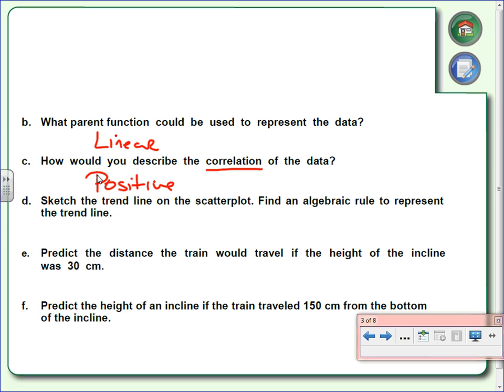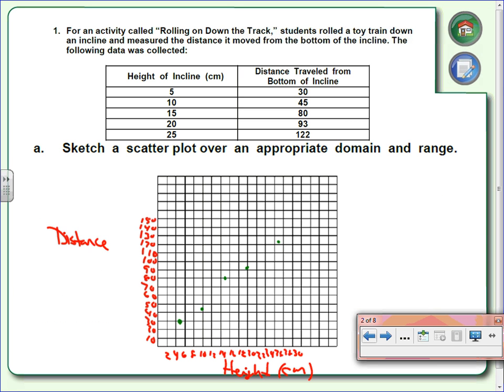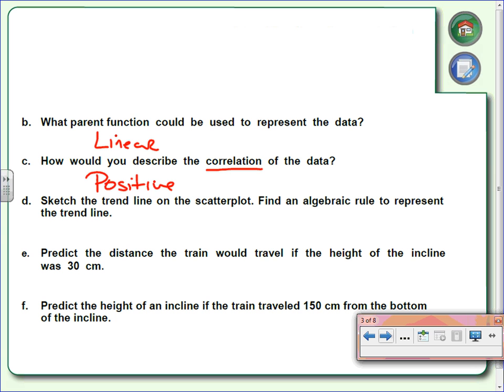All right, next one, D. They want us to sketch a trend line on these scatter plots. So let me start there. Let's sketch a trend line. So let me go back to my graph, and we're going to draw a trend line. Remember, a trend line was the line that goes through the points. Doesn't necessarily have to touch all of the points, but it's a line that goes through the points. This is a line of best fit, or a trend line. Okay, so we're going to put that on our graph. That's the first part of part D.